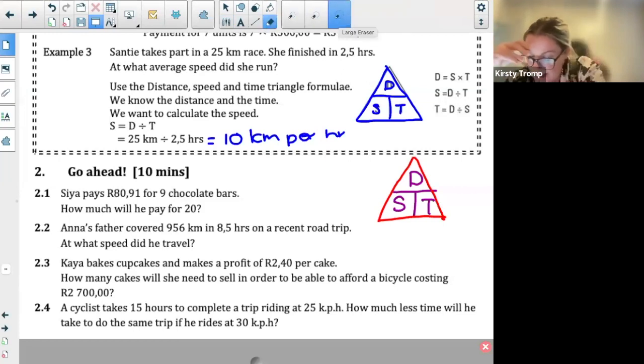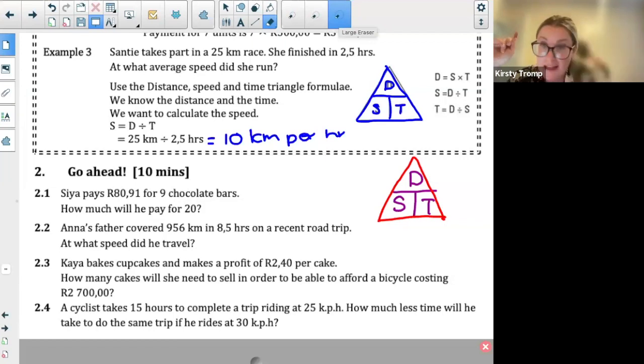Kaya bakes cupcakes and makes a profit of 2.40 per cake. So she's baking cakes. She makes 2.40 per cake. How many cakes will she need to sell in order to be able to afford a bicycle costing 2,700 Rand?